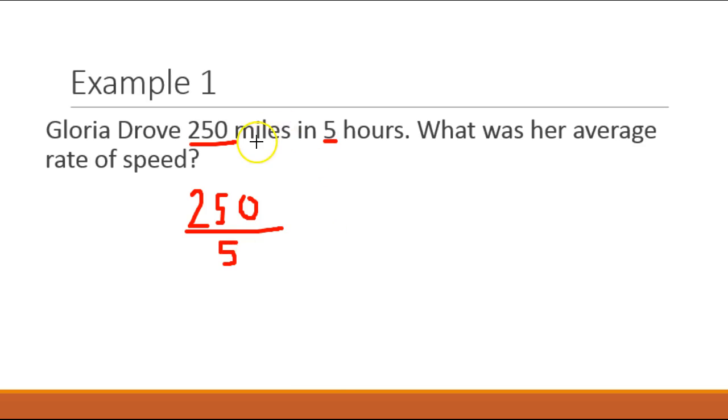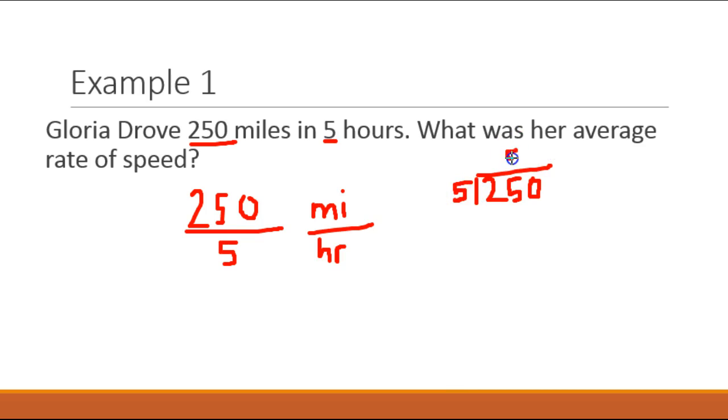My measurements are miles to hours. I'm abbreviating my miles to hours. So now in order to find the average rate of speed, all I would need to do is divide 250 by 5. So I would set up 250 divided by 5.